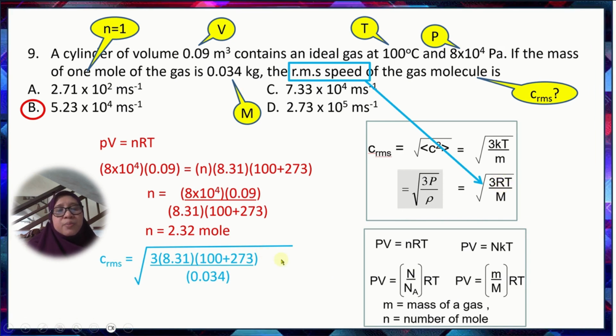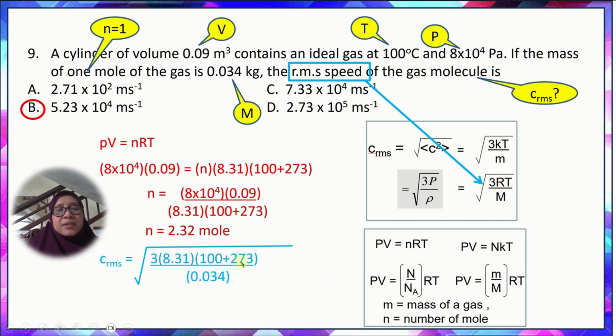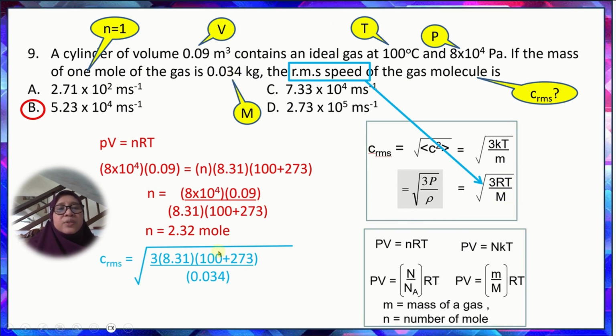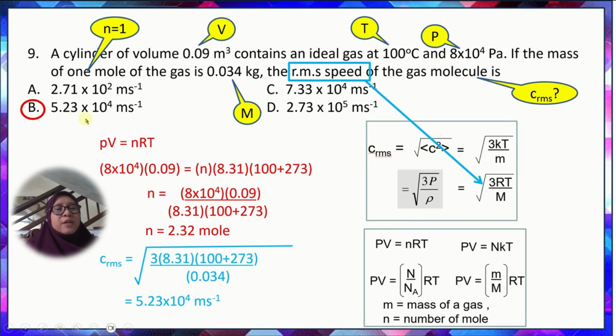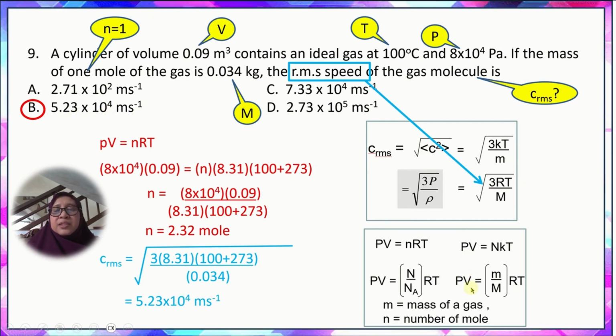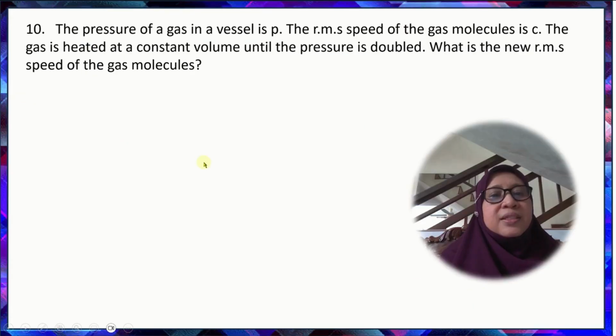R is 8.31, temperature is 100 plus 273, divided by molar mass. So this is understood as molar mass. So we straight away get the answer B, 5.23 times 10 to the 4. So actually there are many methods to use. Okay, so next, question 10.